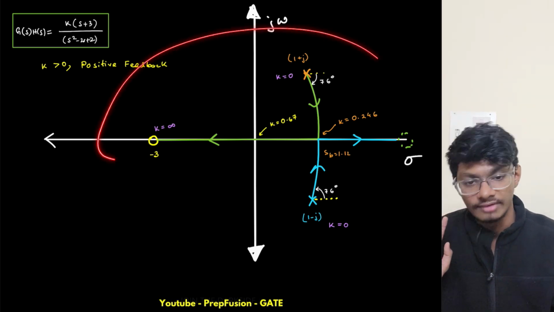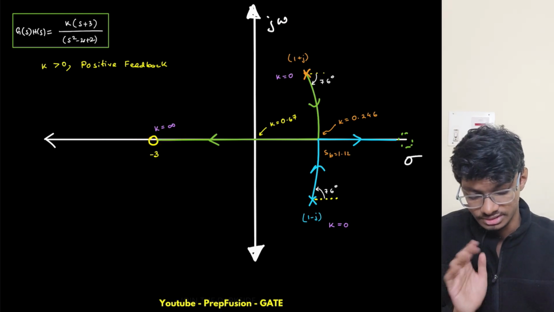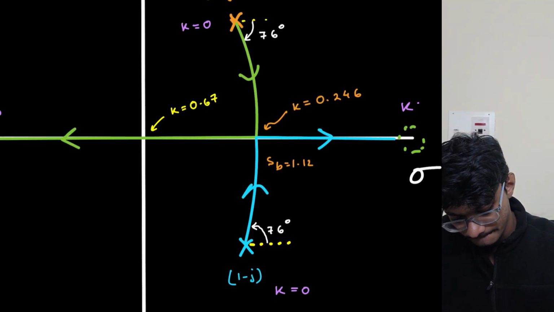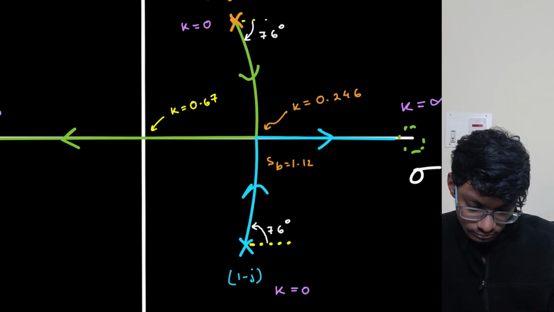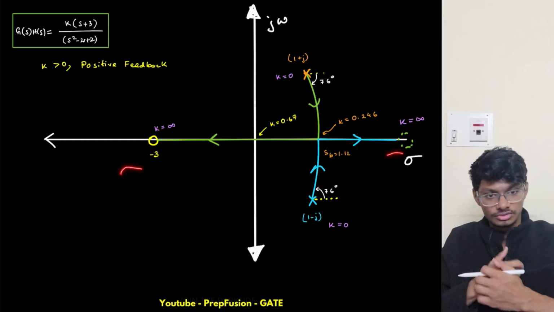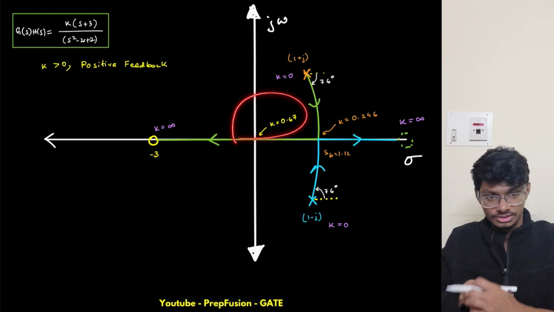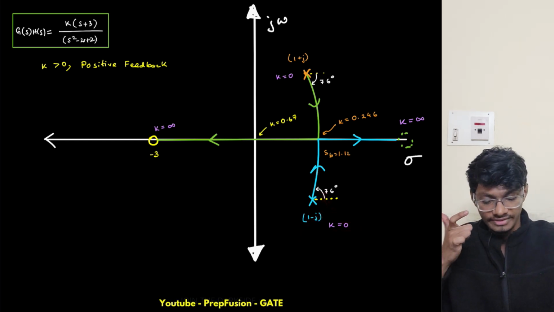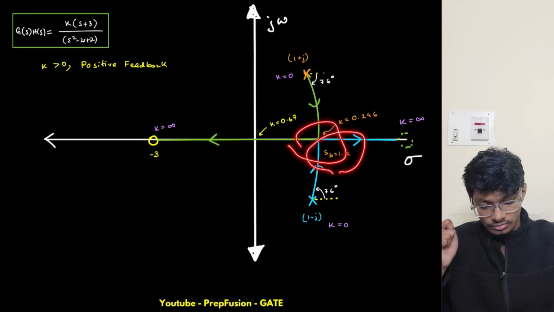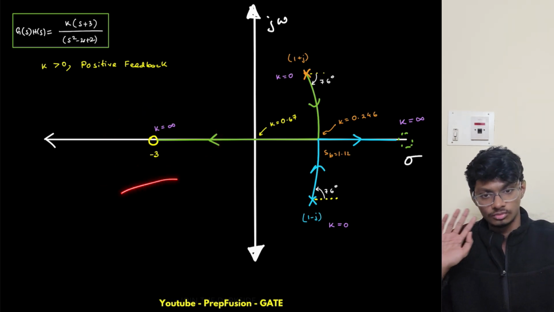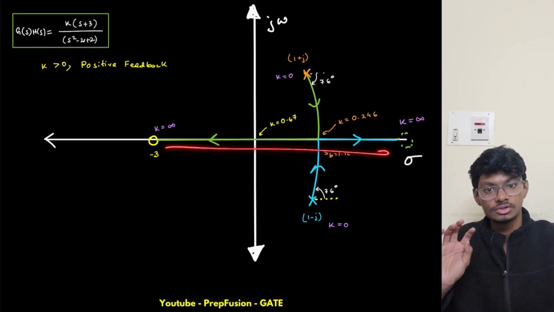Everything else is very simple: this is ending at k equals infinity, and this is also ending at k equals infinity. So both of them are ending at k equals infinity, and this is k equals 0.67. These are starting from k equals 0, originating with angle 76. Then they are breaking in at s equals 1.12, a valid breaking point, and then they are going away again. This is terminating here at minus 3, and this is terminating at 0 with the axis at 0 degrees.